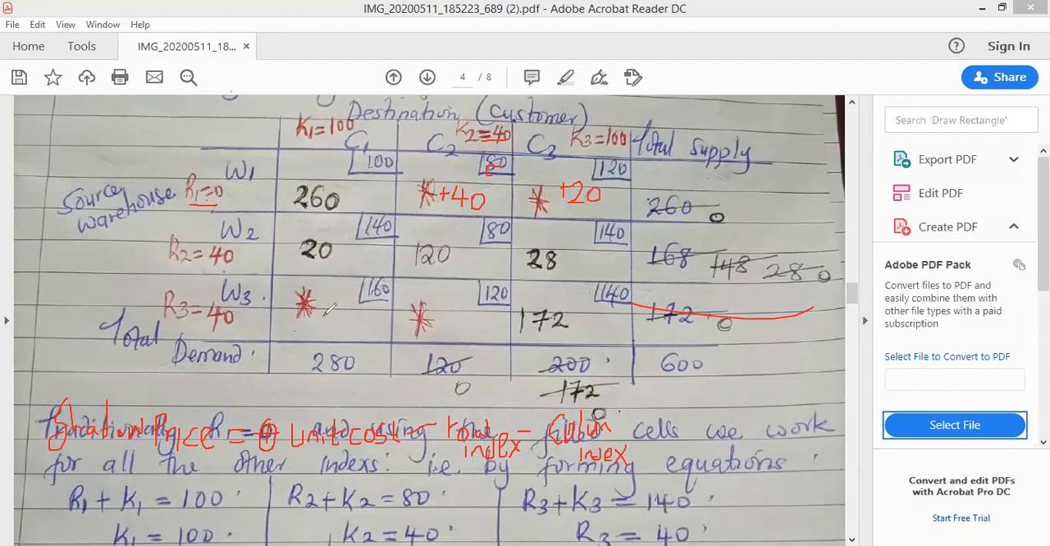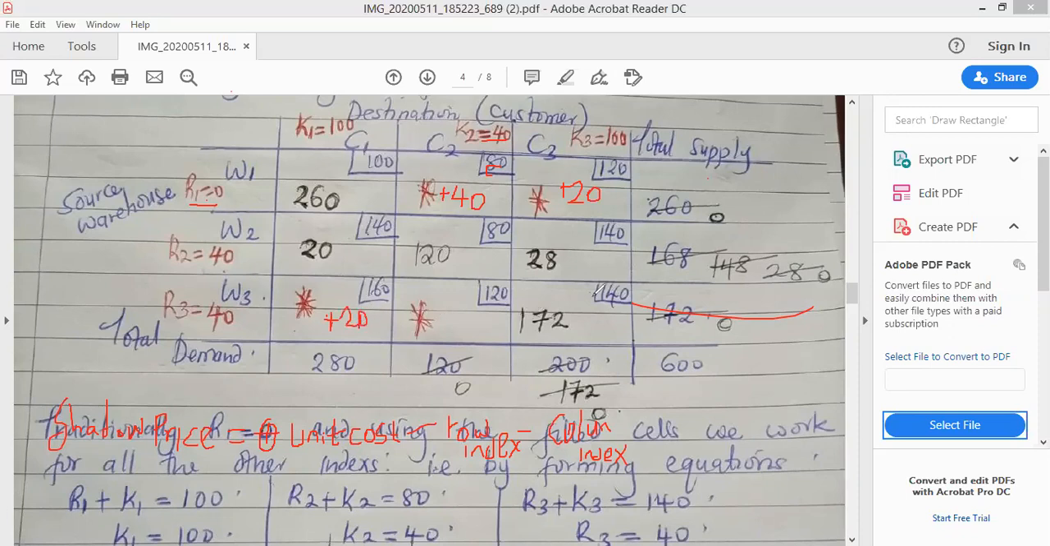Then we move to this particular index, W3C1. The unit cost is 160. We minus the row index, we minus the column index, and this gives us a value of what? 160 minus 40 minus 100. That will give us a positive 20 as our shadow price.